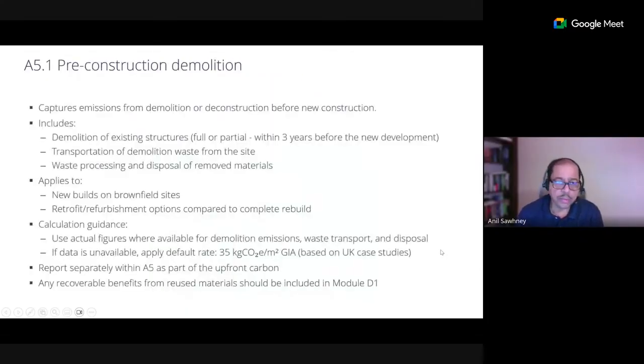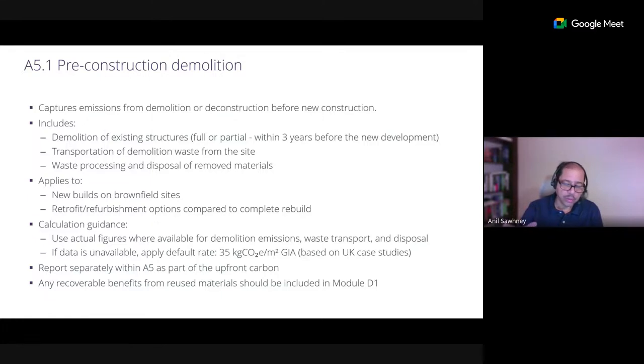So A5.1, pre-construction demolition. It basically captures emissions from demolition or deconstruction before new construction. In our standard, we specify that on the construction site, if there are any existing structures that are demolished, fully or partially, but within 3 years from the start of the new development, they should be accounted for in A5.1.